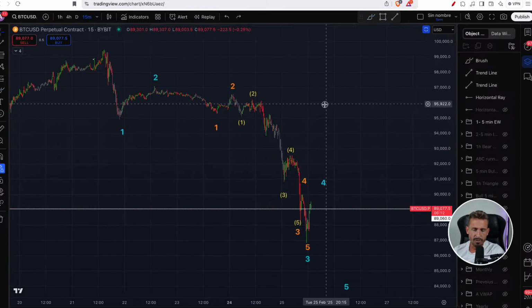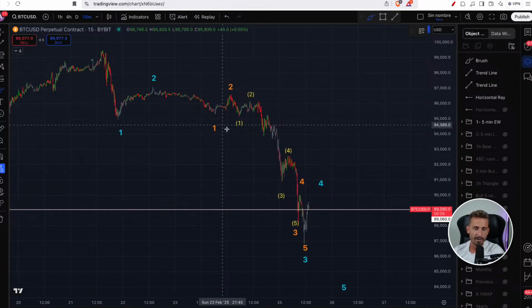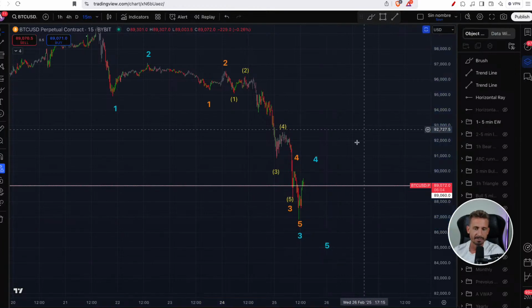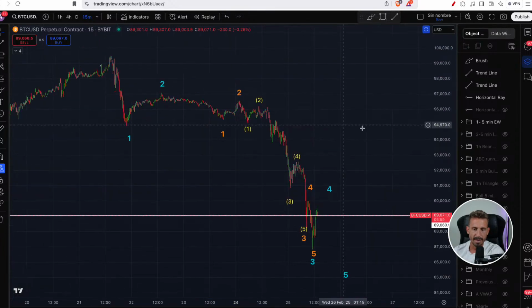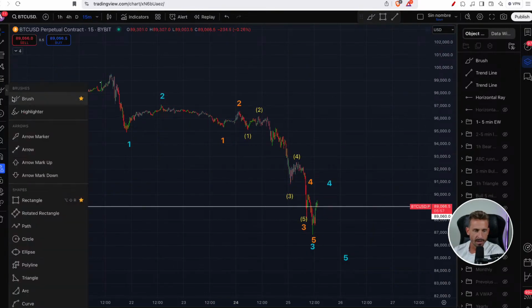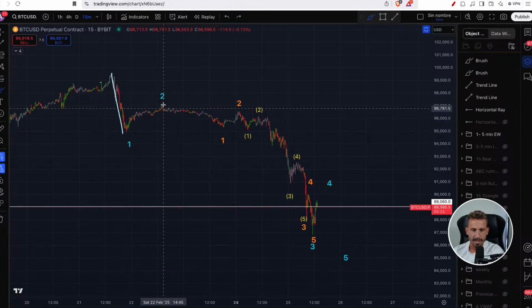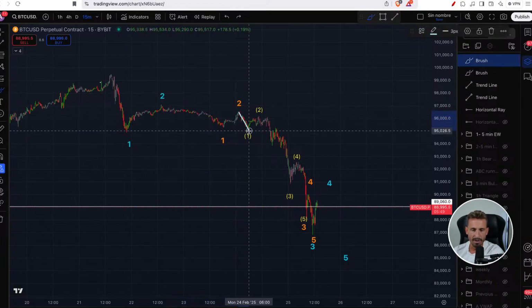I have several counts here, several scenarios. This one being one of them, that we still have one more low to be created here. And the main reason why is because you got your higher time frame 1 and 2. In the orange, you got 1, 2, and in the yellow, you have 1 and 2.